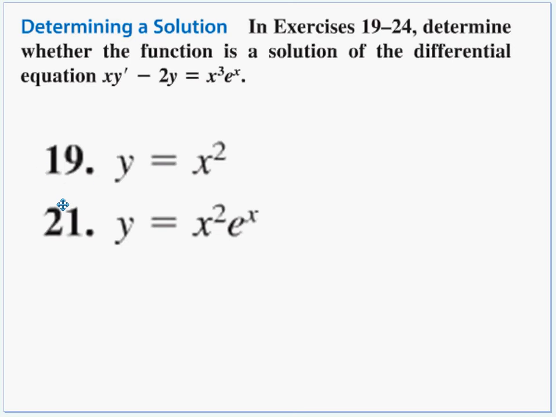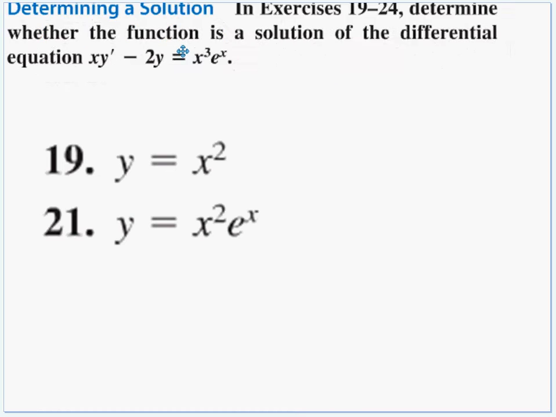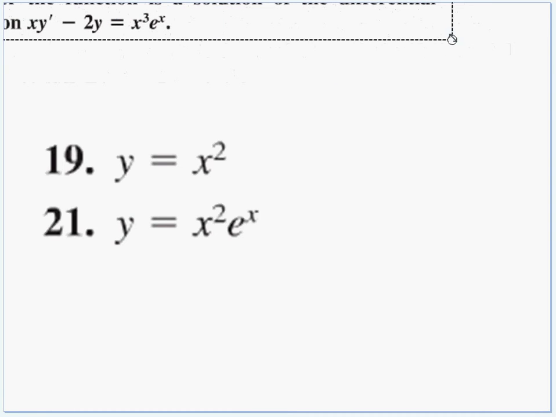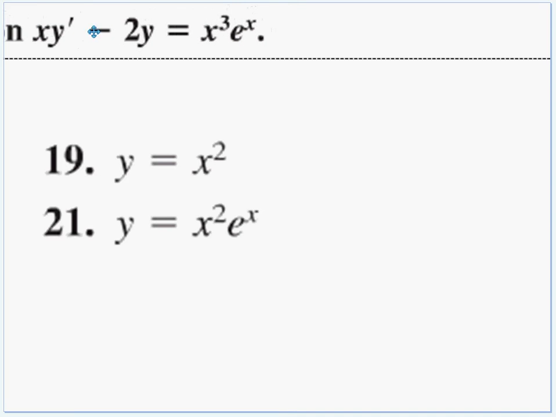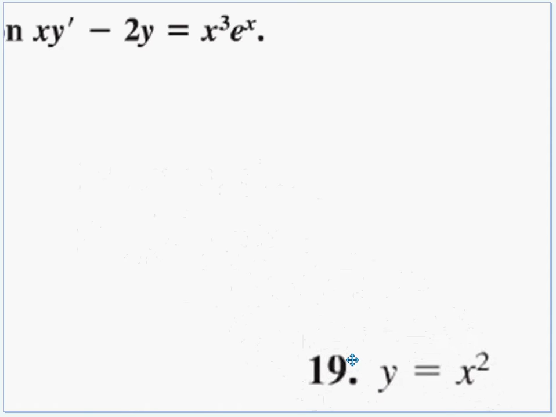19 and 21. Determining if it's a solution or not. We have our differential equation here. X times y prime minus 2y is equal to this. So I'm going to just stash this down here.